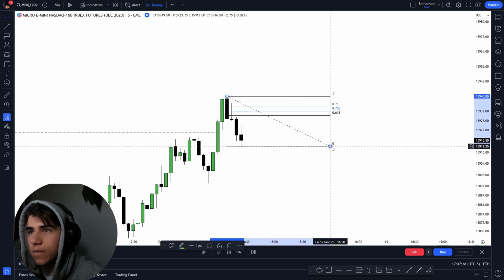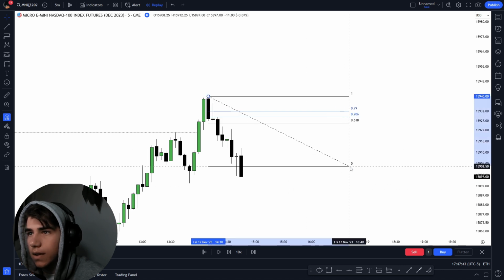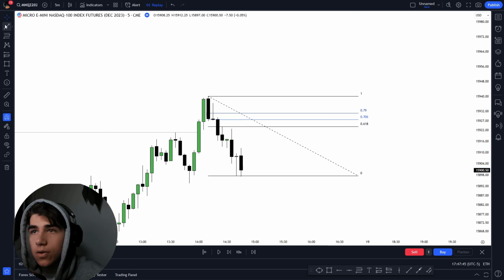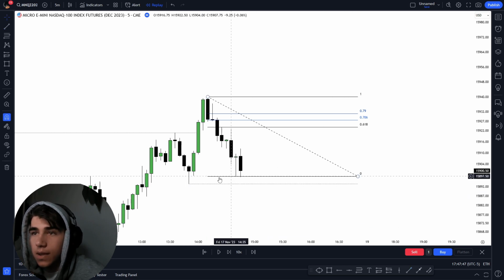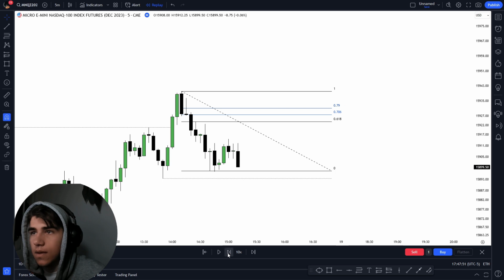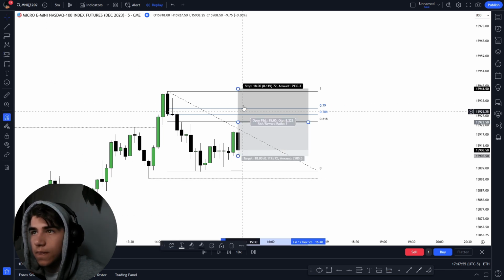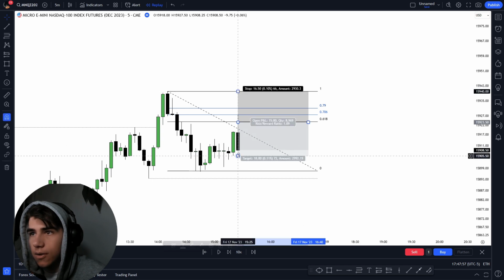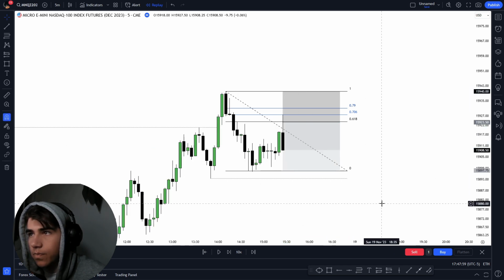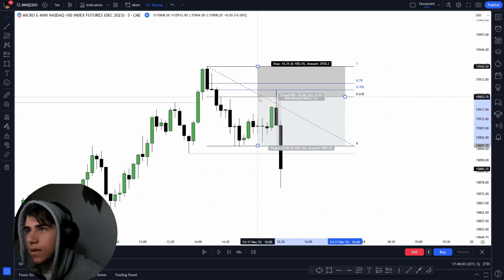Let's draw it out. Our magic tool. All right. So again, what do I want to see? I don't want to see this low get taken out. If we take out this low, I'm no longer interested, okay? If it stays open, I'm very interested. Okay, here we go. Now we would have been filled right here, targeting that right here. Let's see, instant TP, okay?